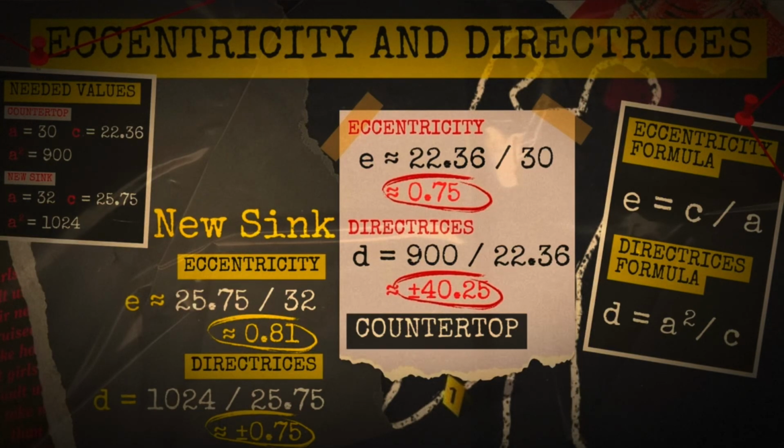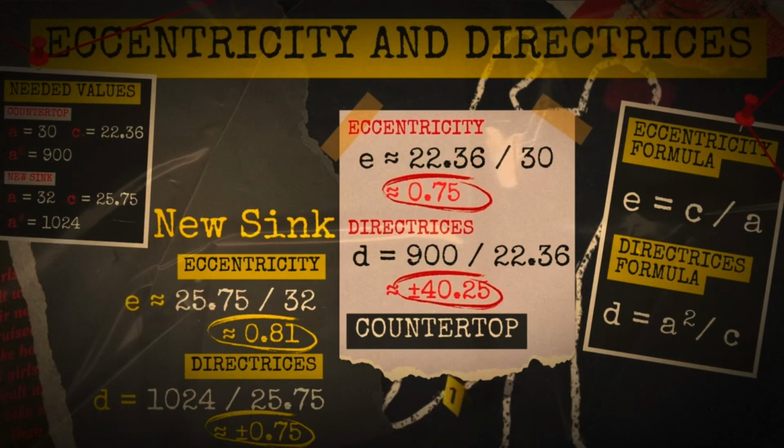For our countertop, let's first determine the value of our eccentricity. In our exhibit A, or the countertop, we have the value of 30 as our a and 22.36 as our c. So to get eccentricity, we will be needing to divide 22.36 over 30, and that will result to 0.75. Eccentricity is a quick measure of stretch. The sink's is higher, meaning less round.